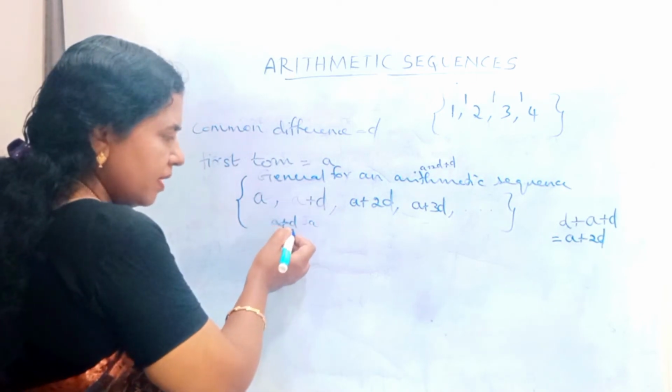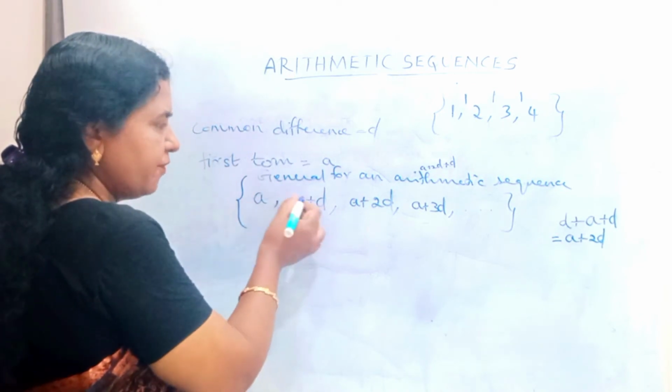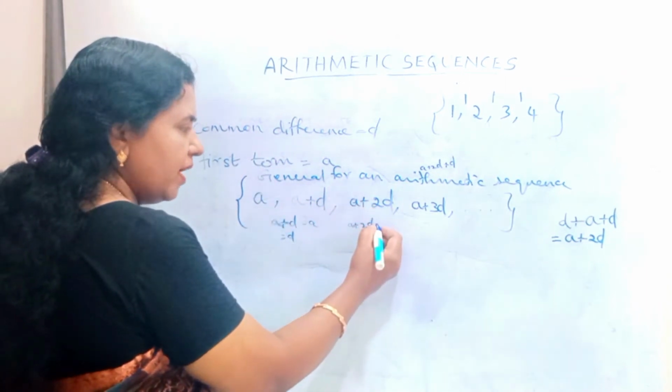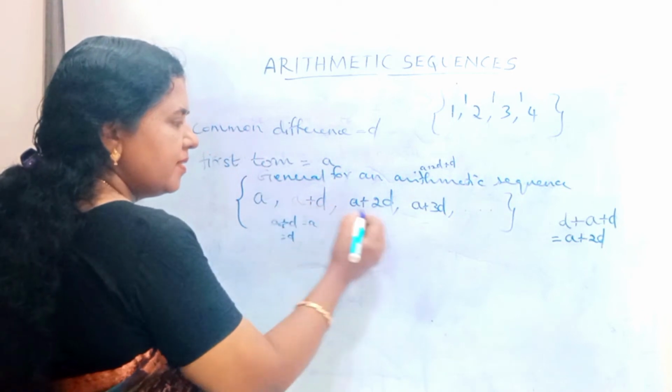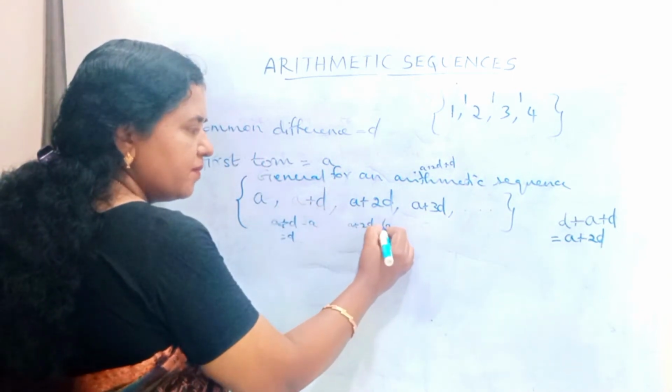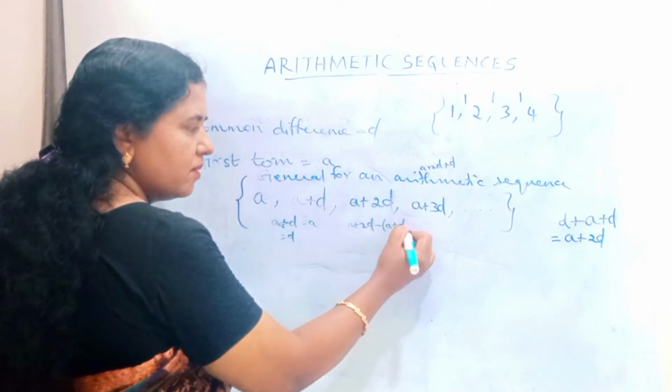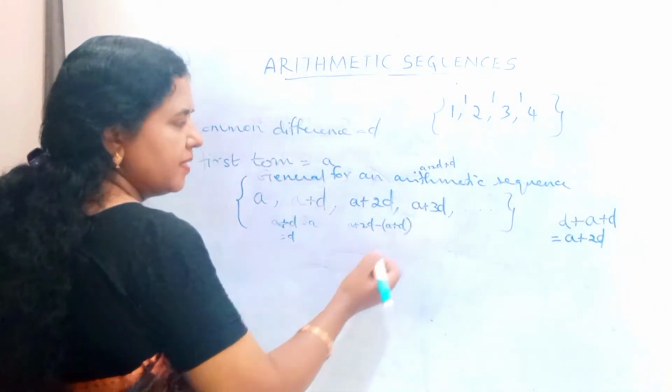So the remaining will be equal to d. So the difference between these two terms is d. Coming to the second and third, a plus 2d minus this term. Since we are having minus, we have to open a bracket, and it becomes minus (a plus d).